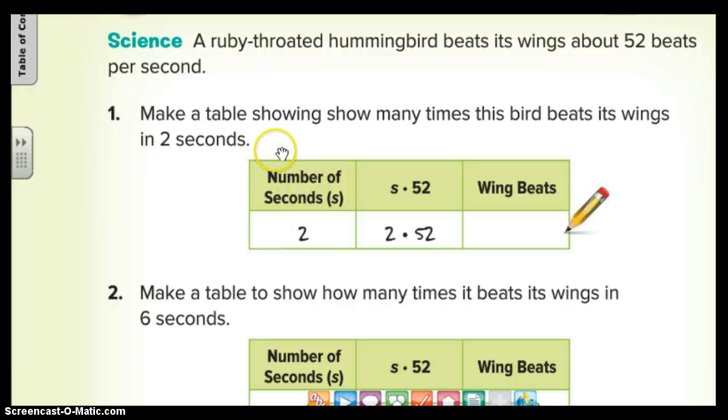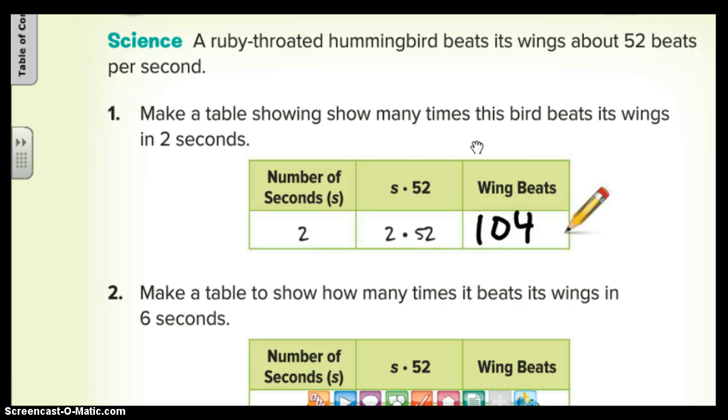So this first column here is our variable. That's the number of seconds. It can change. We could do 2 seconds, 10 seconds, 52 seconds, 837 seconds, 11 billion seconds, whatever we want. So this right here is our first variable. Here is our algebraic expression, which helps us figure out the rule. It is seconds times 52, however many seconds we choose, times 52. And then that'll get us our wing beats, or our output. If we did 2 times 52, we would discover that the ruby-throated hummingbird beats its wings 104 times.